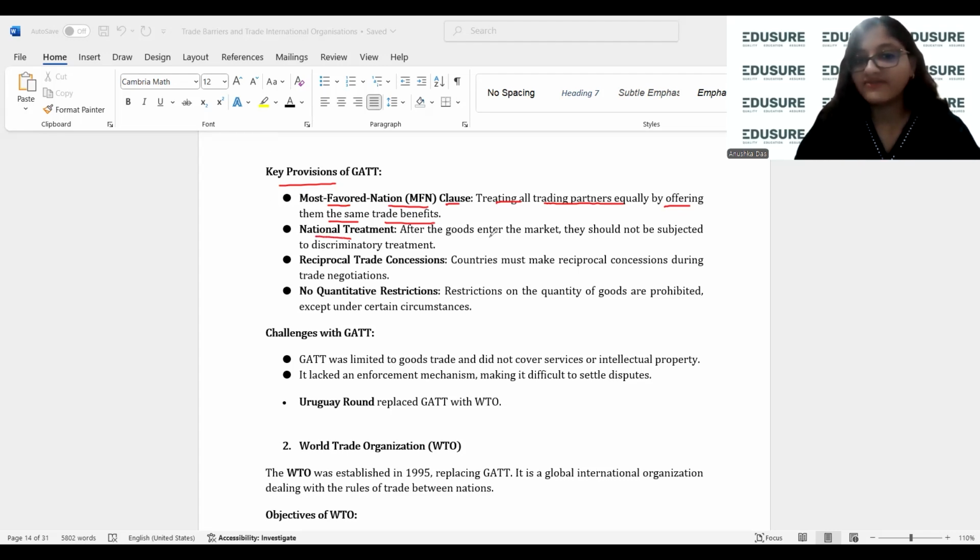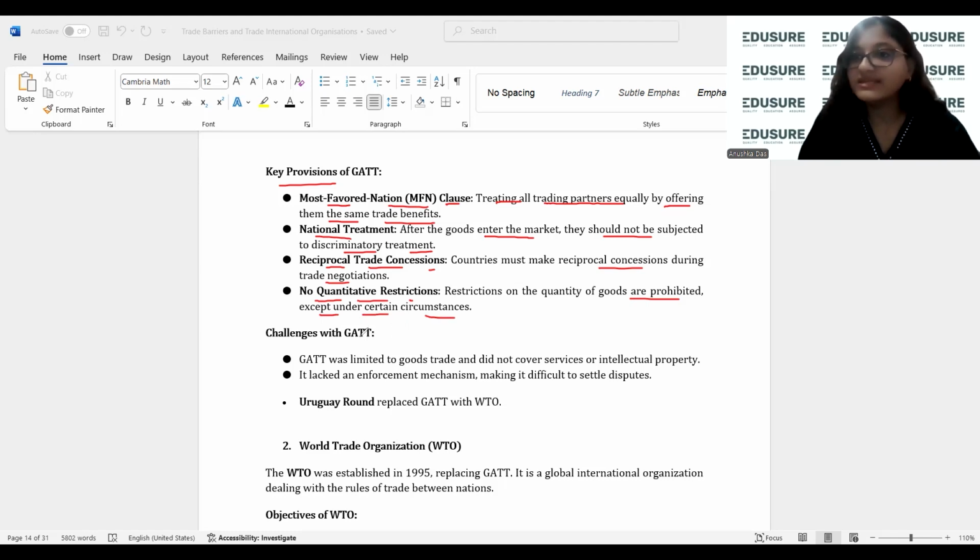Then national treatment: after the goods enter the market, they should not be subjected to discriminatory treatment. Then you have reciprocal trade concession, so countries must make reciprocal concessions during trade negotiations, and no quantitative restrictions. Restrictions on the quantity of goods are prohibited. Since they wanted to promote free trade, any kind of restrictions, tariffs, non-tariff, quota, voluntary export restraints, subsidies, any kind of standards, regulations, any barriers will be prohibited within the GATT countries, except under certain circumstances. So these are certain key provisions.